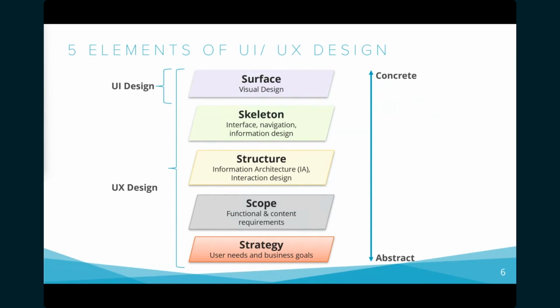There are 5 elements or layers within the UI/UX design, which are strategy, scope, structure, skeleton, and surface. Strategy involves user needs and business goals. Scope involves functional and content requirements. Structure involves information architecture and interaction design. Skeleton involves interface, navigation, and information design. Finally, surface layer. This layer involves visual design, which is the amalgamation of all the five layers below. UX design involves all five layers, whereas UI design is all about the visual design, which is the surface layer.